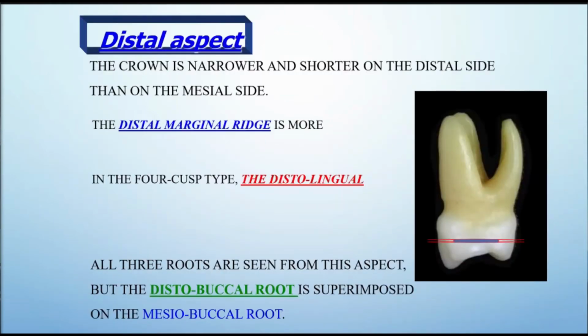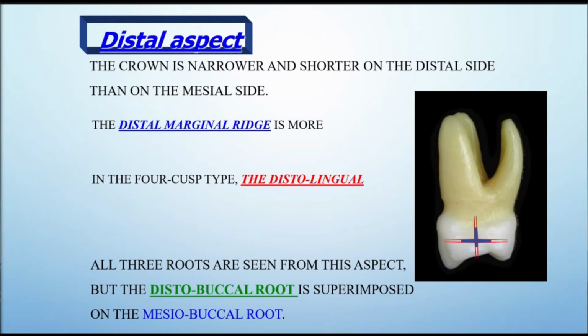Distal aspect: the crown is narrower and shorter on the distal side than on the mesial side. Why? Because we have distolingual convergence in all teeth. In all teeth, even in the deciduous teeth, the mesial side is bigger than the distal side, or the distal side is smaller than the mesial side.